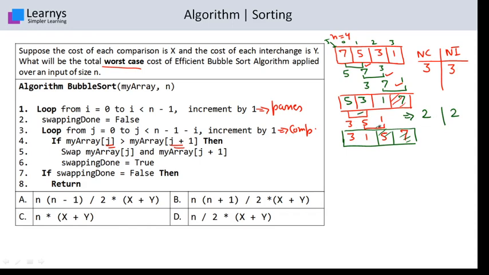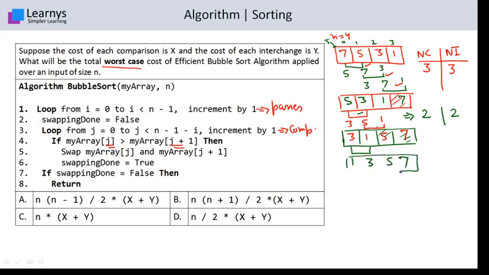You can see 1 and 2, and for the worst case I have taken the array in such a way that in each comparison an interchange or swap will also be there. Now in the last pass, we have to compare 1 and 3, and again 1 is smaller, so I write 1 here, 3 here, then 5 and 7.